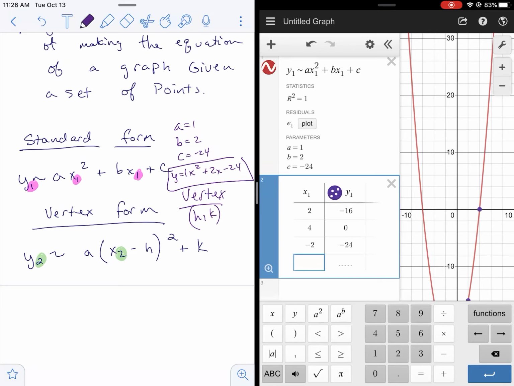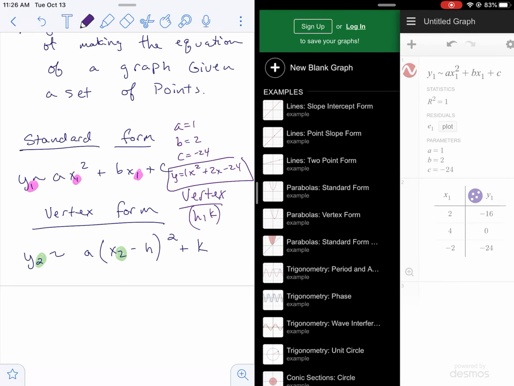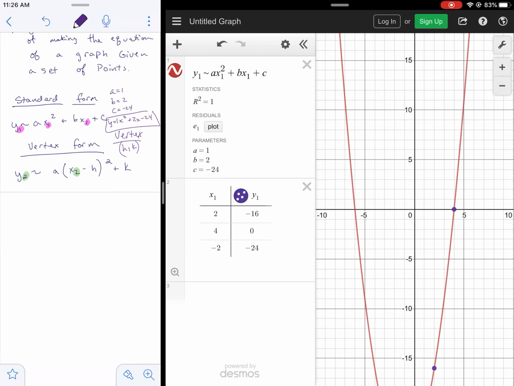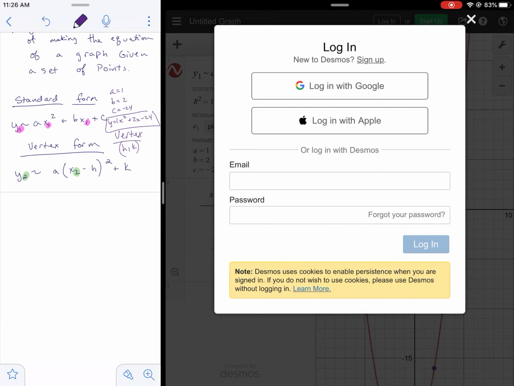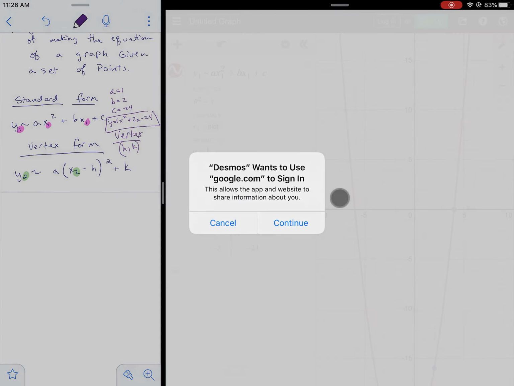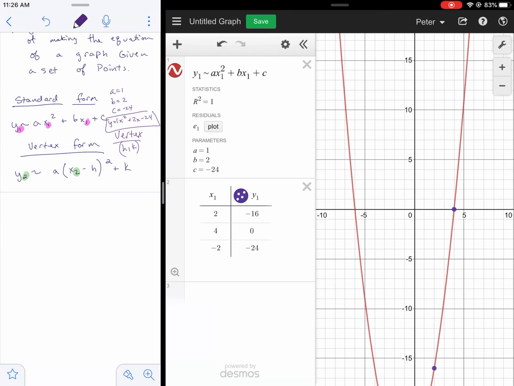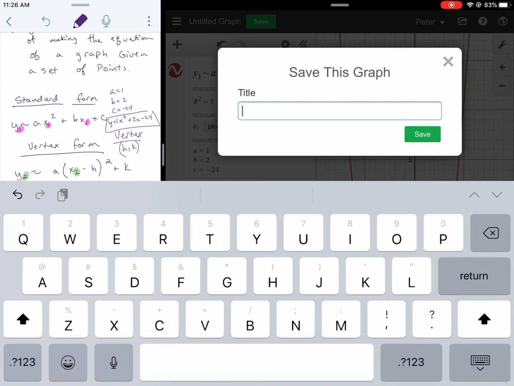Now you could redo this work every single time, or you could save it. So up at the top, if Desmos is bigger, there's the green box, sign up. I already have an account, so I'm going to hit log in. Guys, use your Bremen email. It is a Google account. Make sure that you're in the Bremen one for everything. Mine's already in there, so I already have an account.